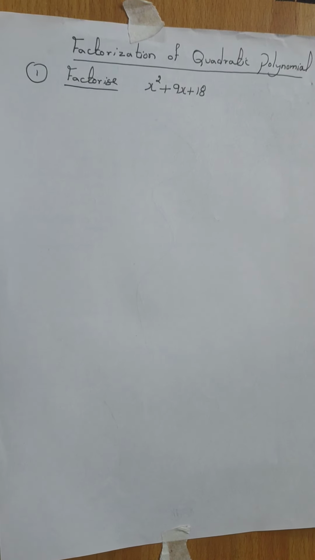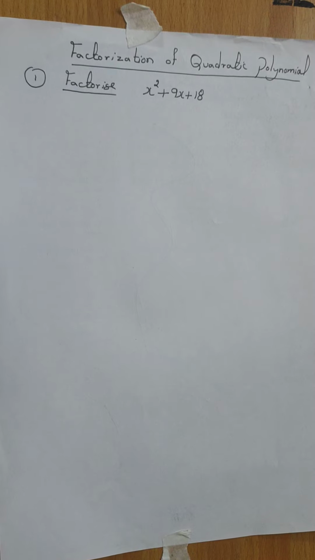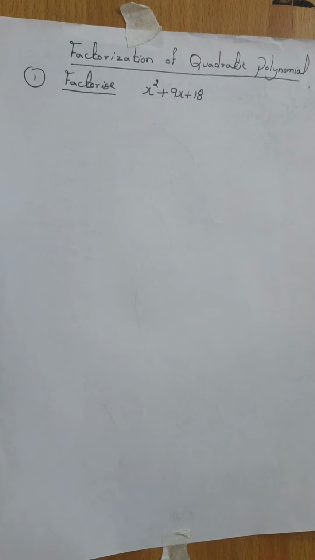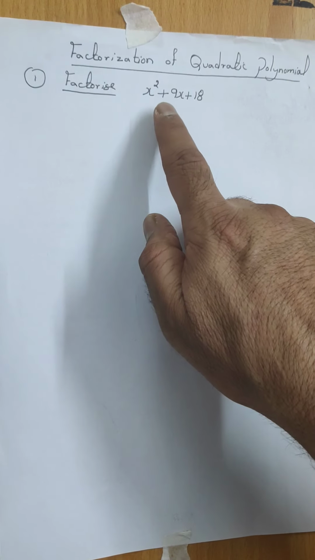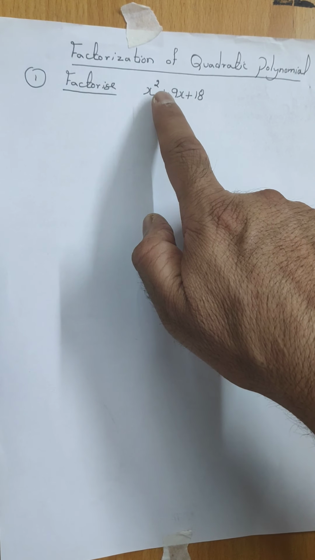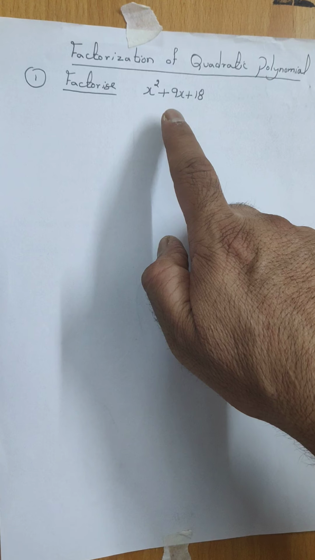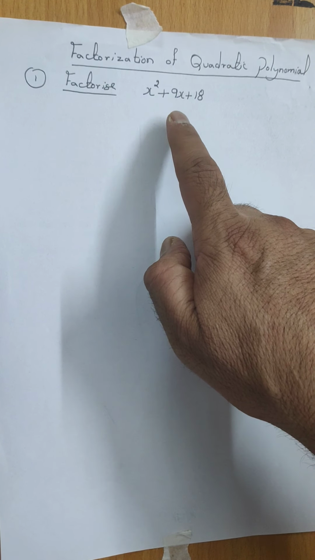Good morning, students. In this video, I will take a very important topic, that is the factorization of a quadratic polynomial. That means how to find the factors of a quadratic polynomial whose degree is 2. It's already given that the degree is 2, so this is a quadratic polynomial. Now, how to find the factors of this quadratic polynomial?